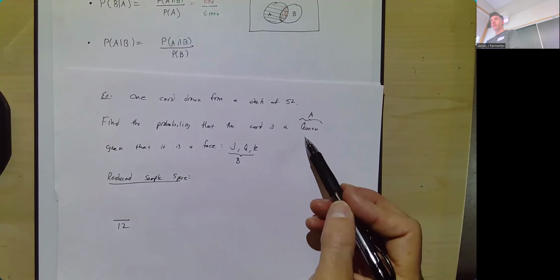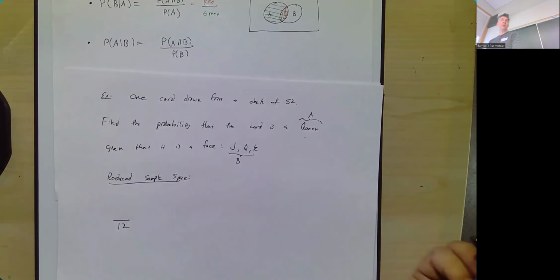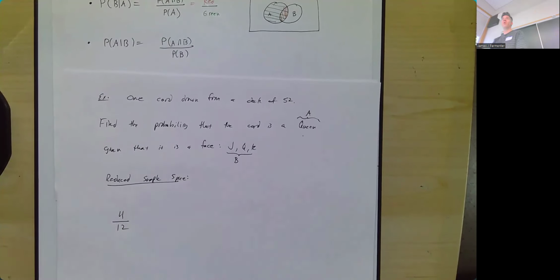Okay. How many ways do I get what I want? What's the probability of getting a queen from these 12 cards? Well, how many queens are there? So it's a 4 in 12 chance of getting a queen. If I said, I know you drew a face card, but I'm hiding it from you, what's the probability that it was a queen? It's a 1/3 probability.